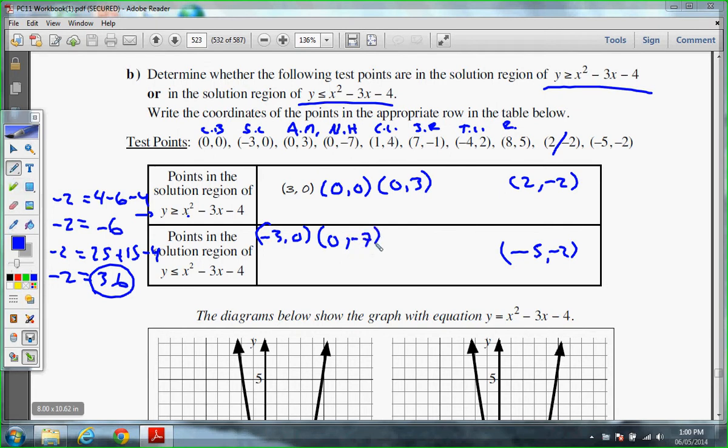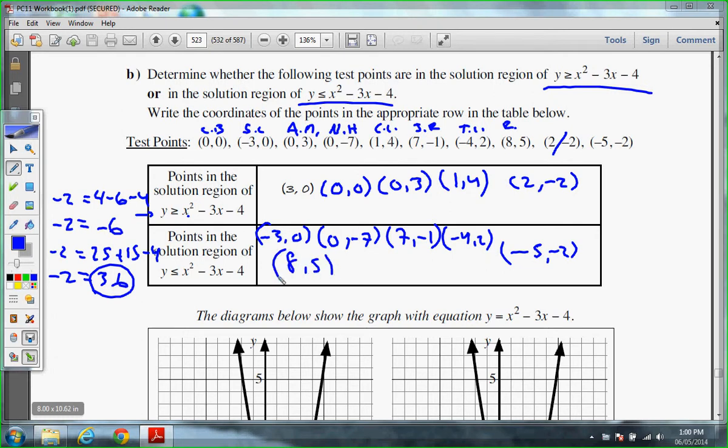0, negative 7. Okay. Top 1, 4, good. Bottom, Josh. 7, negative 1. Okay, good. Bottom. Okay. And right, 8, 5. Bottom. Good.